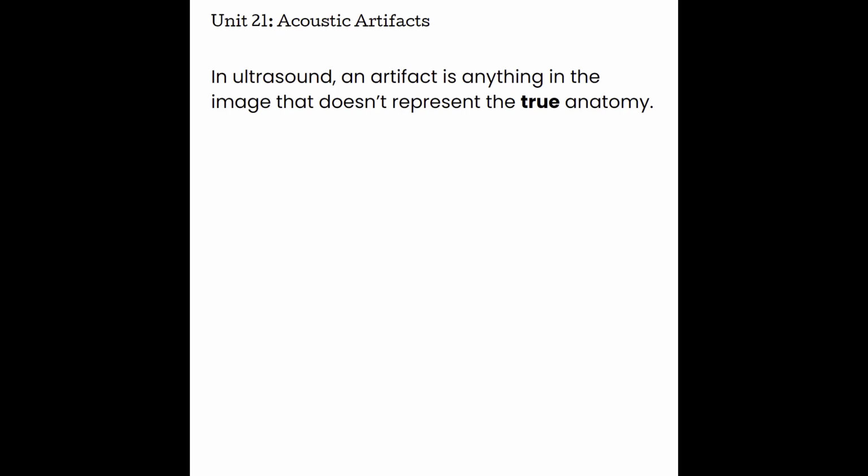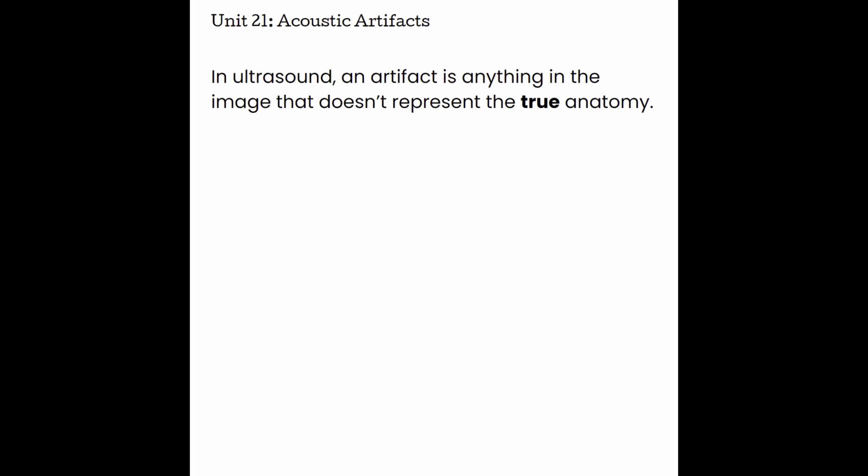Unit 21, Acoustic Artifacts. In ultrasound, an artifact is anything in the image that doesn't represent the true anatomy. Now, some artifacts cause fake anatomy to appear or real anatomy to disappear. Sometimes the real anatomy is the wrong shape, size, location, or brightness. There are multiple mechanisms by which artifacts can arise.